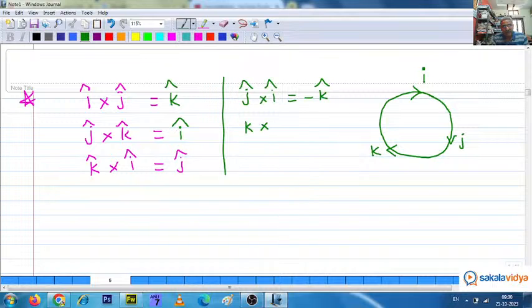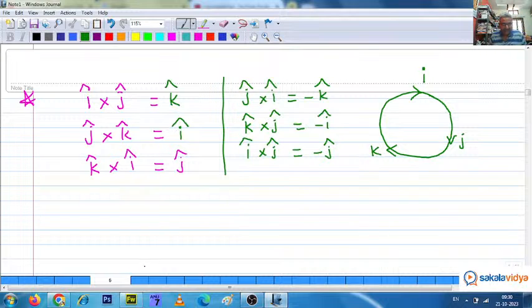Similarly, K cross J is minus I. Right. I cross J, what do you get? You might have expected the minus J cap. Clear? I hope it's very clear to you.